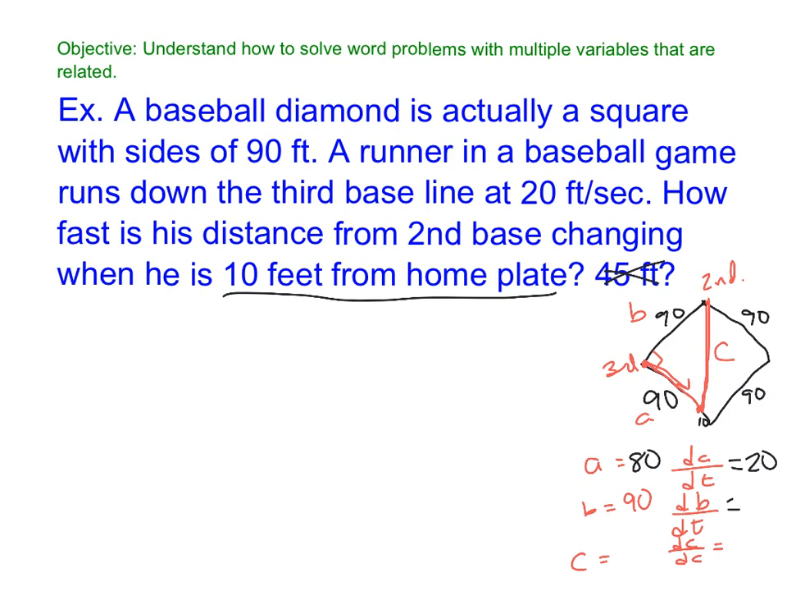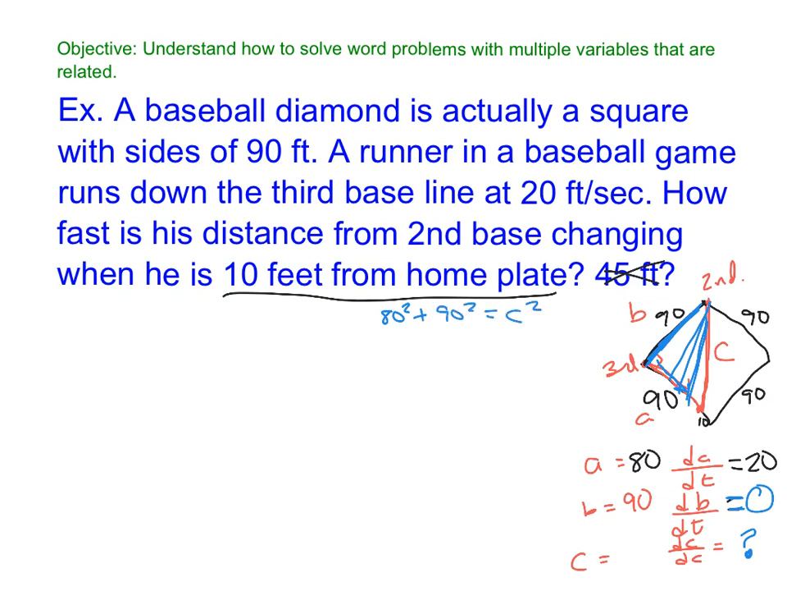dB/dt is not changing. So this piece right here is always 90 and it's not going to change. This distance is changing, so it is changing also. So dB/dt is 0. And then it's asking us how fast is his distance from second base changing. So that's our question mark. Right? And then what are we going to do to find C? Pythagorean theorem. So 80 squared plus 90 squared equals C squared.